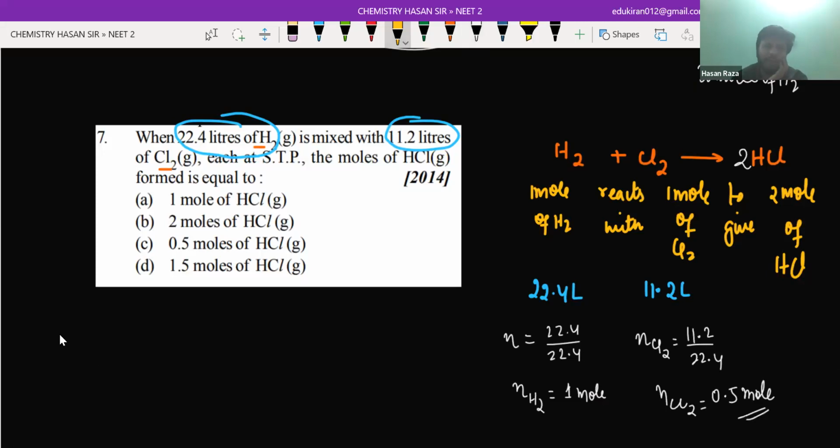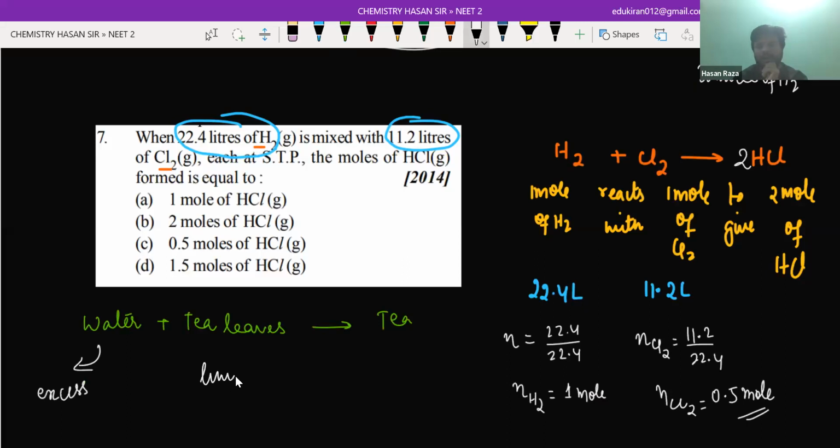Now, there is a very simple question I'm going to ask. If you are going to make tea, and the basic needs of making tea are, let's say, milk plus water plus tea leaves, and you are getting tea. Now you have water in excess, but the tea leaves are in limited stock, very limited. So what will happen after the tea leaves end? Will you be able to make tea? Yes or no?